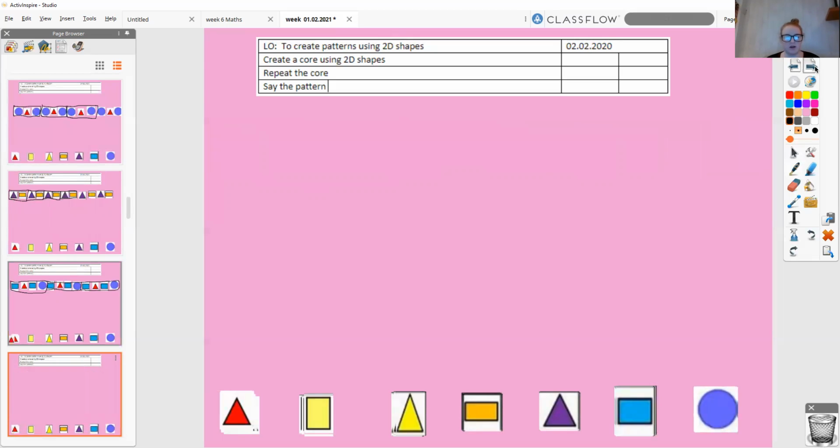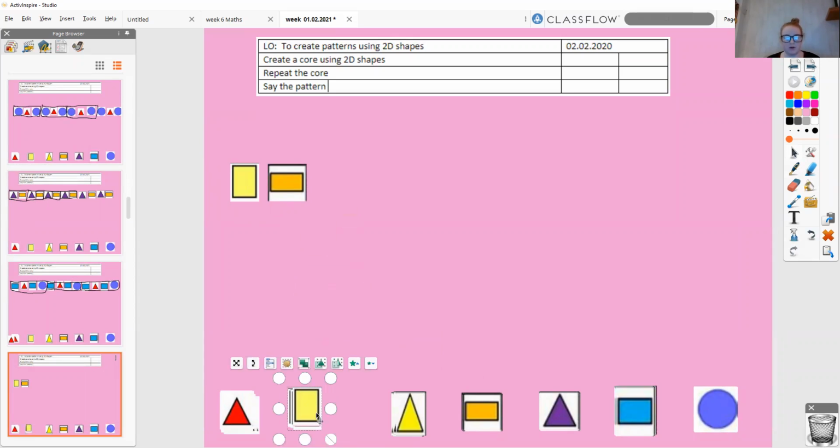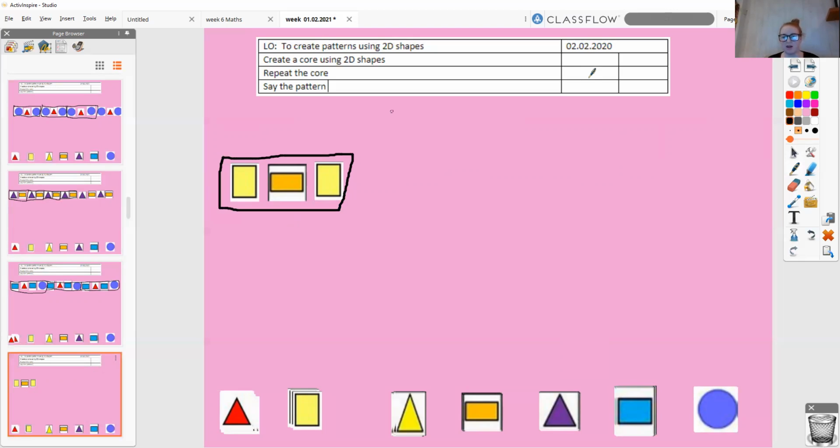Let's try another one. So now I'm going to start with yellow rectangle, orange rectangle, yellow rectangle. So that is my core. If this is my core, what needs to come next? I want to create a pattern. Have a little think. Shout out if you know the answer. What needs to come next?